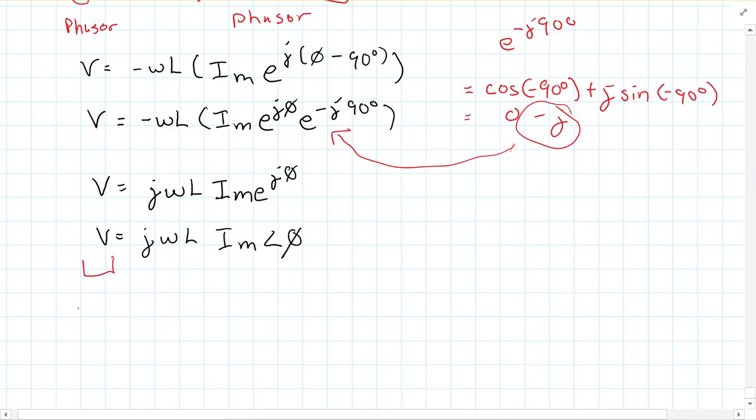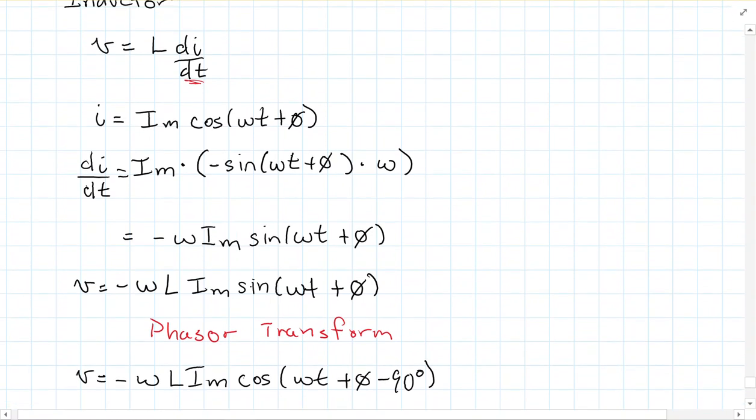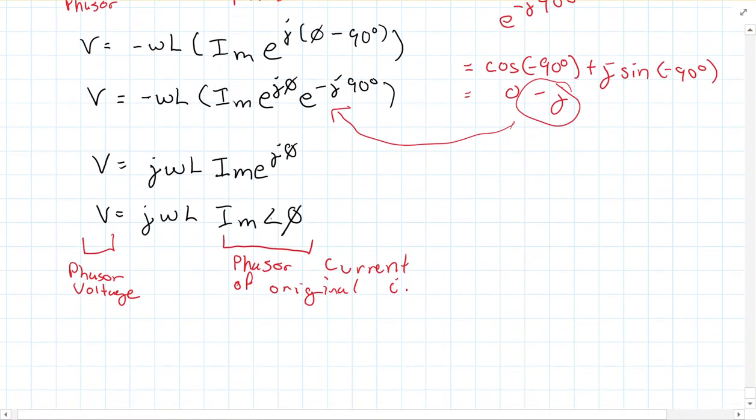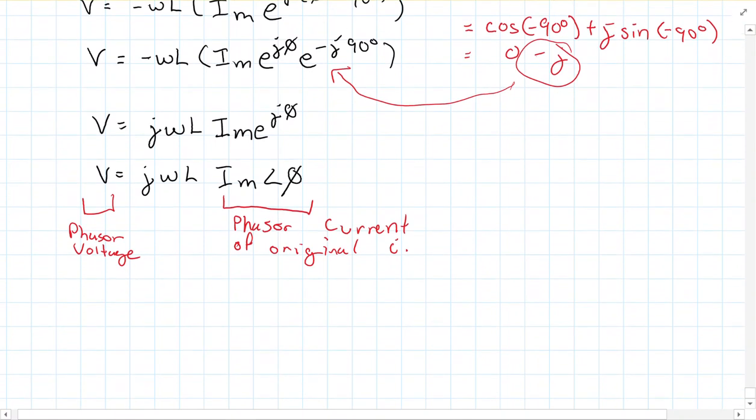So we've got here, this is my phasor voltage. But then here, this is just the phasor current of my original current, I. And I can scroll back up just to show you here. Remember, we started with I is equal to Im cosine omega t plus phi. We took a derivative and did all that work, but then wait, I just have Im times an angle of phi. Now, this has got something really important going on here. Look at j omega L here.